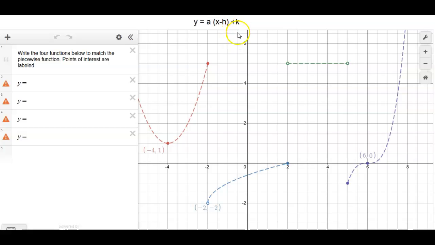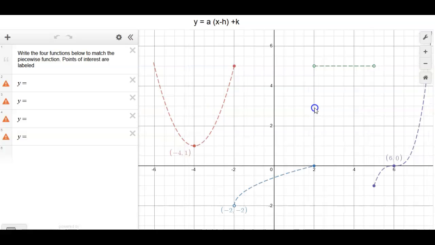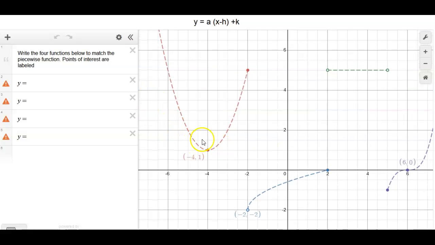Again, we want to figure out what each of these parent functions are. We want to restrict our domain, and then once we've typed this in, we'll restrict our domain. So looking at this red graph here, this red graph is a quadratic, and typically the vertex for the quadratic is at 0, 0. And we can see that this one has been shifted left 4 and up 1.